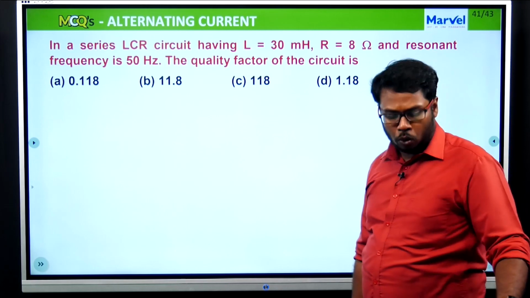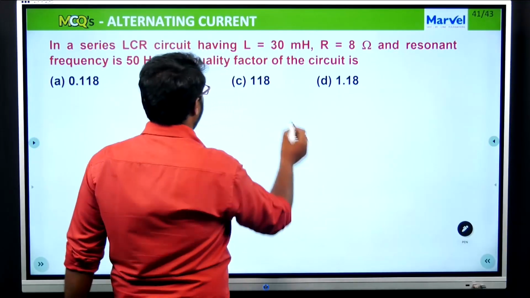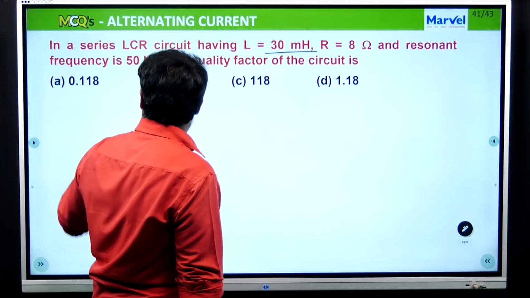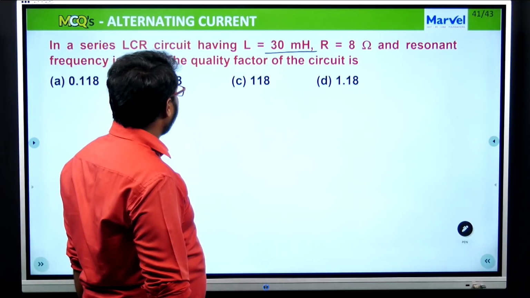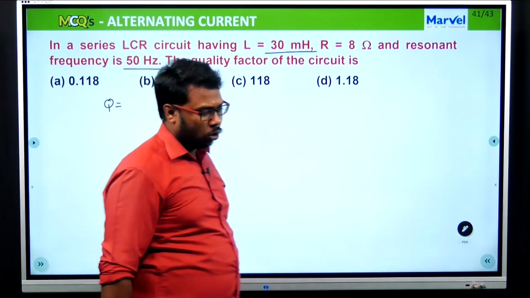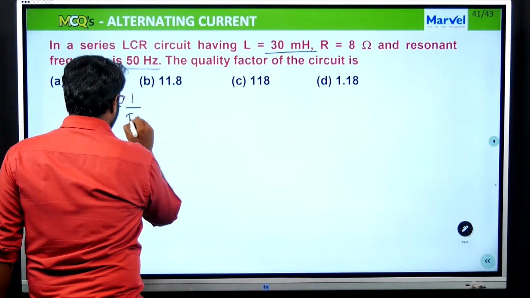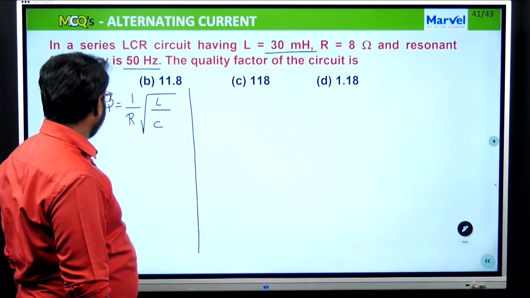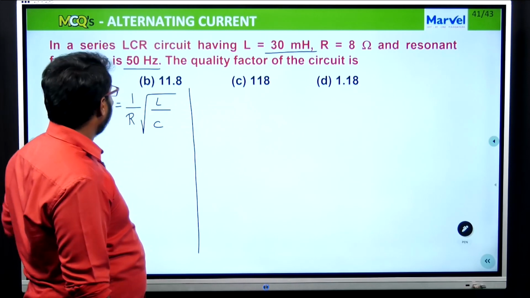So now we move to the next question: in an LCR circuit having L 30 microhenry, R equal to 8 ohms and the resonating frequency 50 hertz, then the quality factor of the circuit is. So you have to find the quality factor, the Q factor, which is equal to 1 by R of root L by C. So take all the values from here, plug them in and get it.